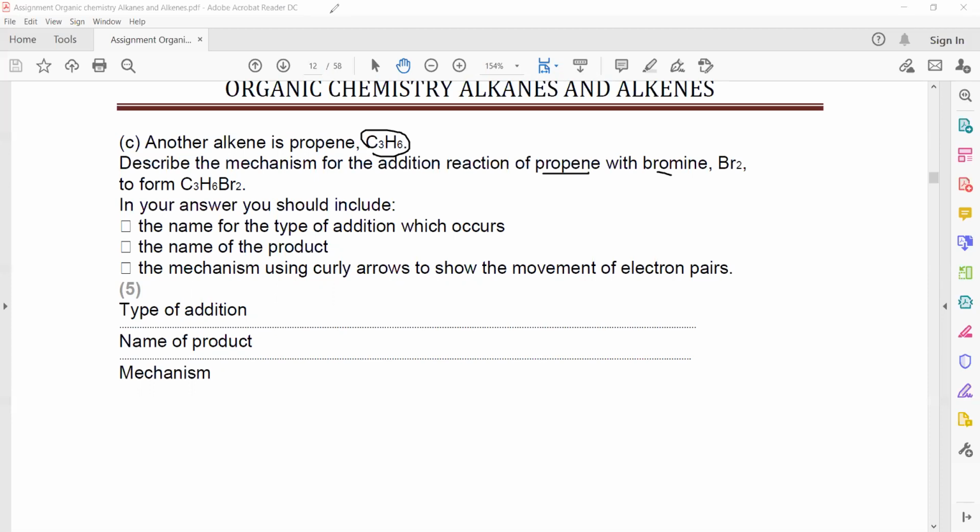Type of addition. So what kind of addition is this? This is electrophilic. Name of the product: it will produce 1,2-dibromopropane. Then the mechanism, how this reaction occurs.